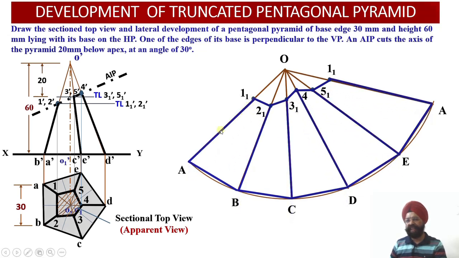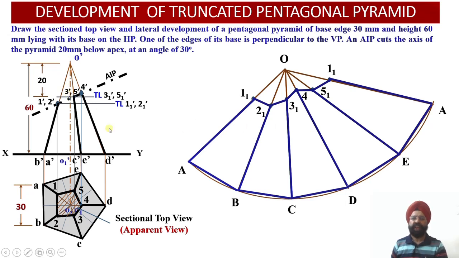So these are the slant edges 1 1 A1. You see these slant edges represent the true length and they are much bigger than the lengths which were visible in the front view or in the top view, right? So this is the development of a truncated pentagonal pyramid which has been cut by a cutting plane, an AIP inclined at an angle of 30 degrees, and it passes through a point on the axis 20 millimeter below the apex or the vertex over there.